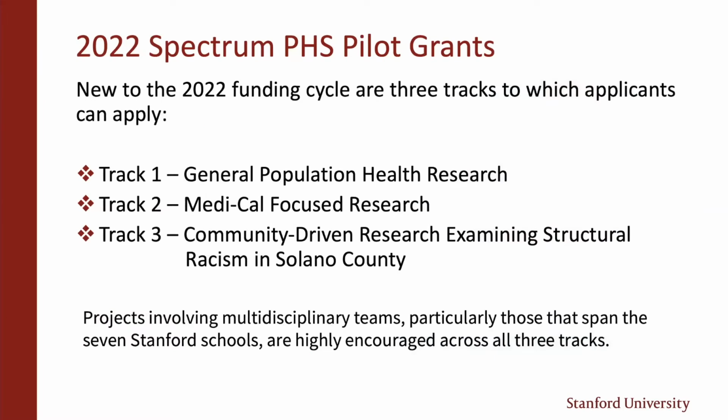So this is new for 2020. We have 3 different tracks of applications this year that you can specify. Track 1 is what we have done in the past, which we're just calling general population health research. So if you've applied before, this is track 1. You can apply to that again. I'll go into details on one other slide on each of these 3 tracks. The second is really Medi-Cal focused research.